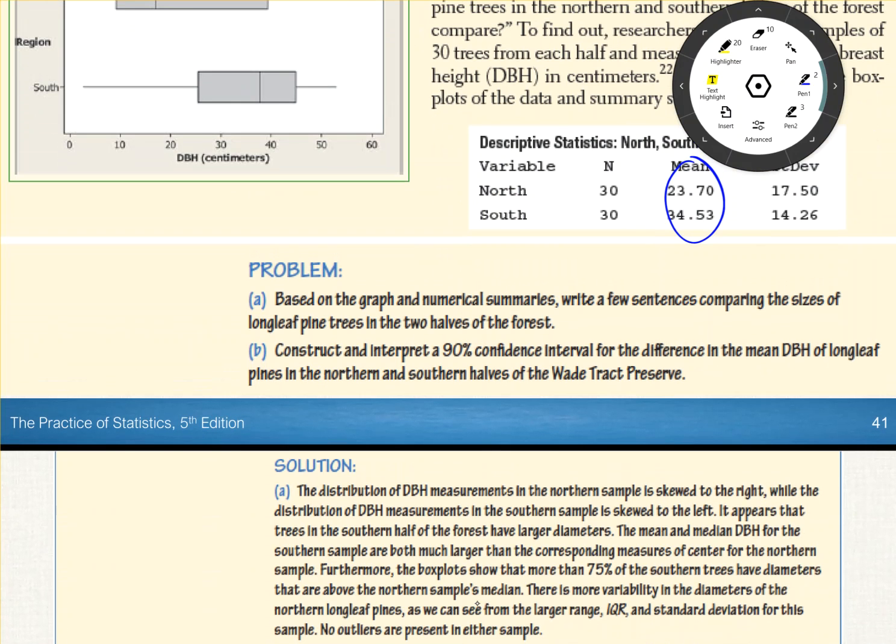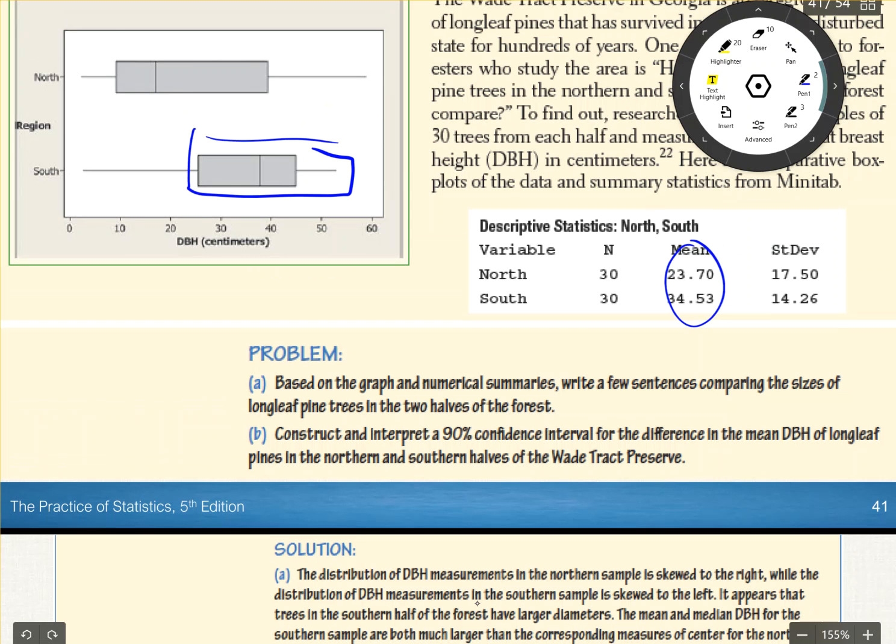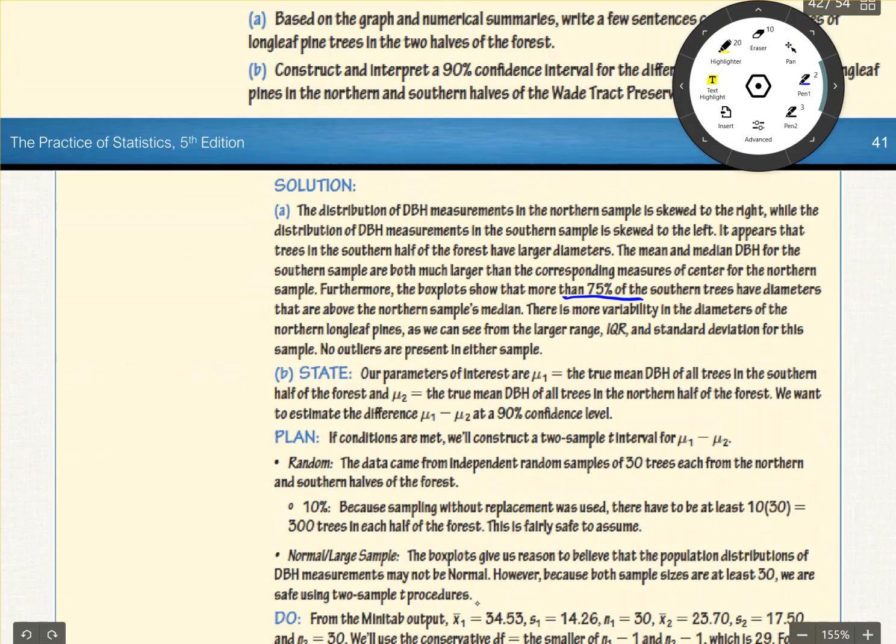Distribution: the northern sample is right skewed, the southern sample left skewed. The southern half has larger diameters. So more or less everything we said. The only thing we didn't really talk about was that 75% of southern trees have diameters that are above the northern sample's median. But you can see that again from this compared to this right here. So that's where they get that data from. But I don't think if you omitted that, that would be a big deal.